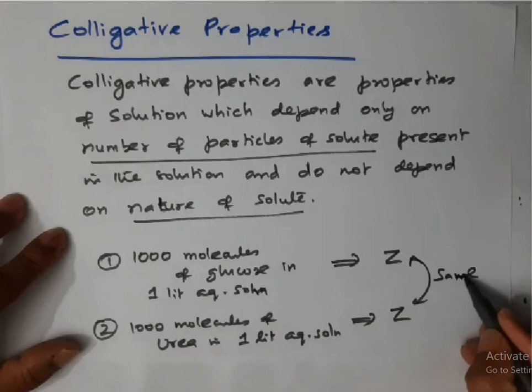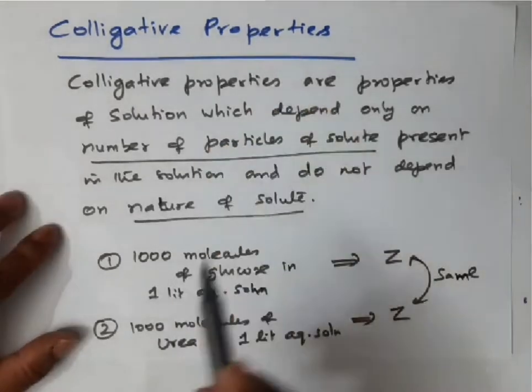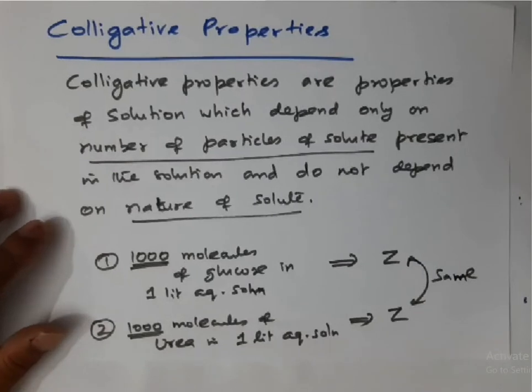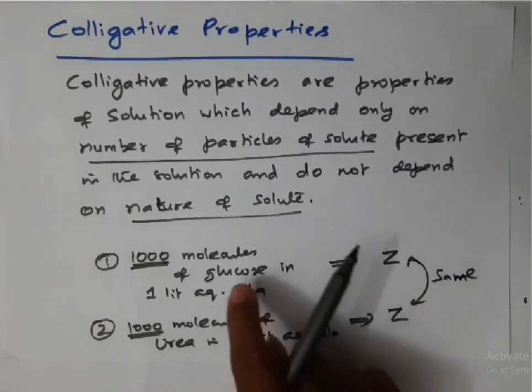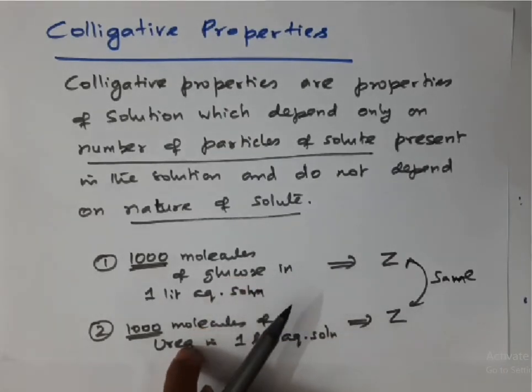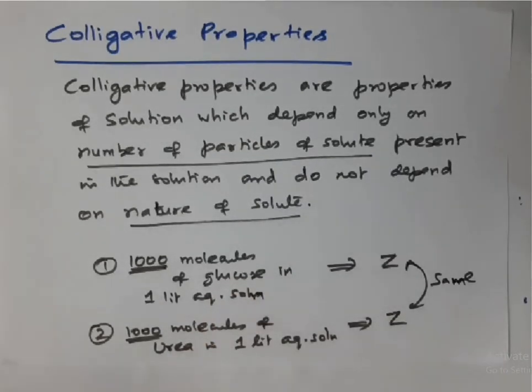Why are they the same? Because a colligative property depends on the number of particles. It does not depend on whether you are using urea or glucose; it does not depend on the nature. It depends only on the number of particles. That's the point you should keep in mind. Is it clear, students?